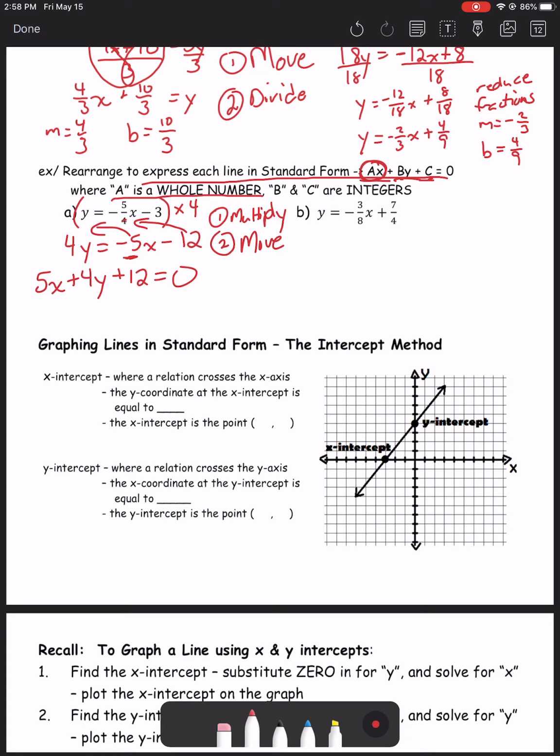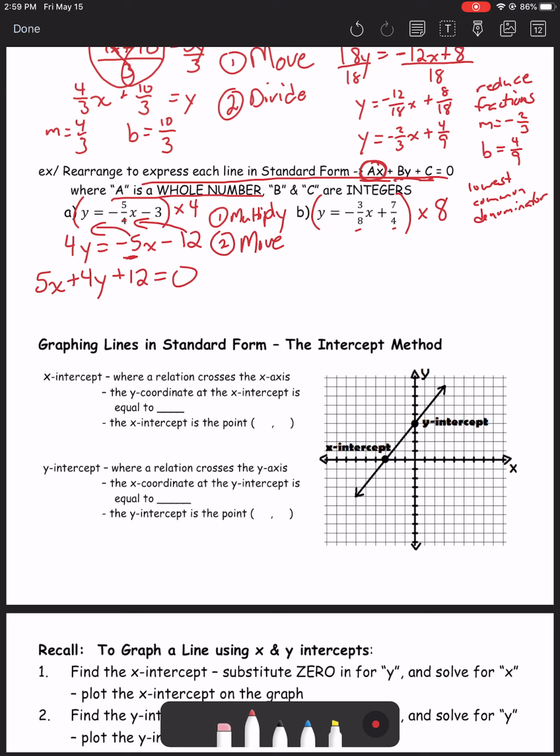Okay, with the next one, what do we have to multiply by? We have to multiply by the lowest common denominator. I have a denominator of 8 and I have a denominator of 4, and the lowest common denominator is 8. If that was like a 3 and a 4, then you'd have to multiply by 12. So it's the lowest common denominator. That's what you need to multiply by.